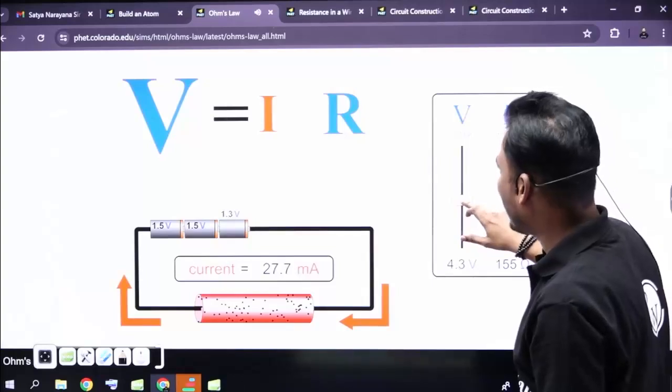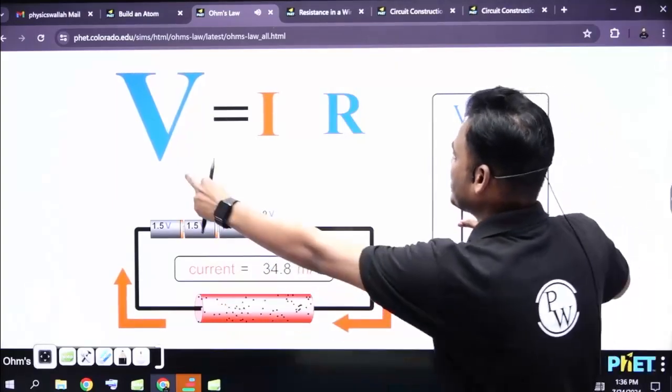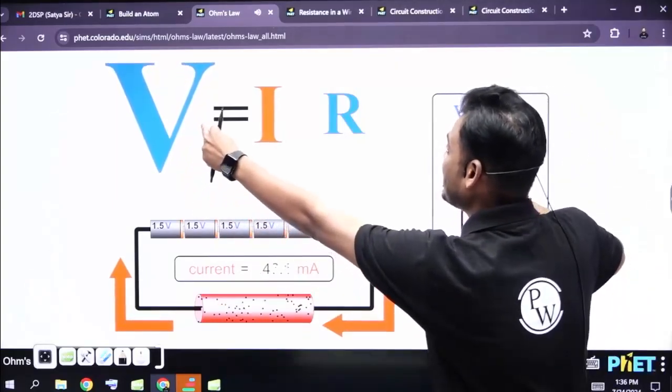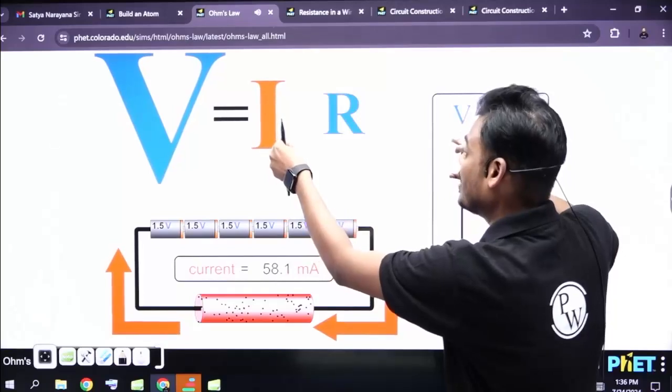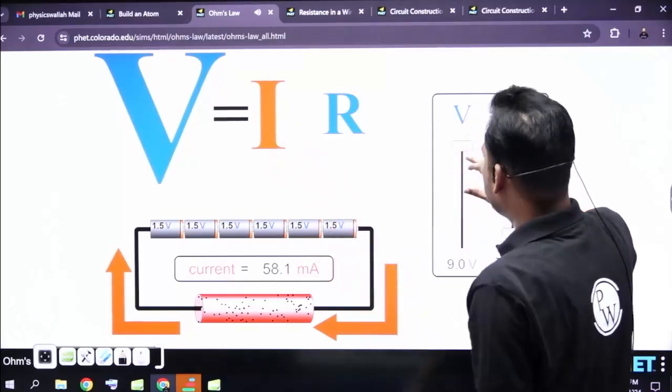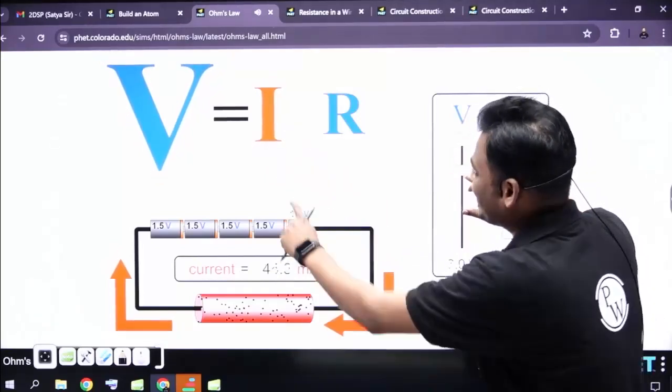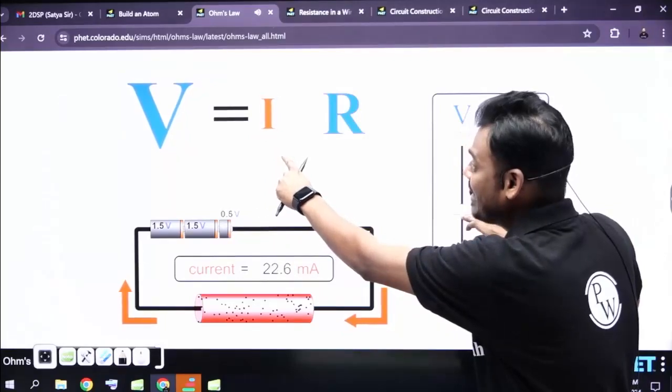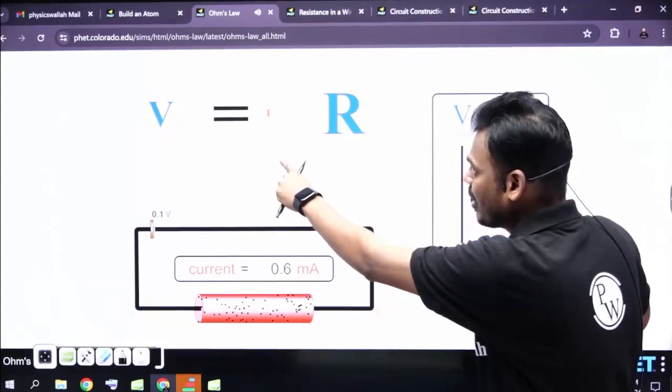Okay, so first I'll increase the V. So try to understand. V is increasing. What is happening to the I? I is also increasing. Okay. If I decrease the potential difference, what is happening to the current? Current is also decreasing. Okay.